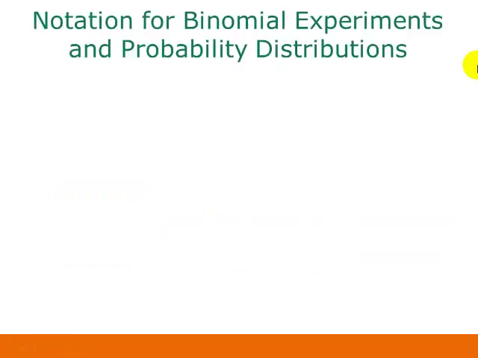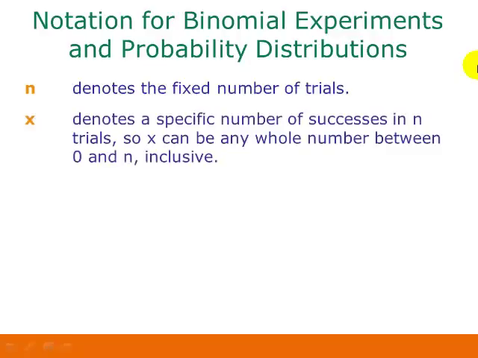When we're talking about binomial experiments and binomial probability distributions, we have some specific notation. So n denotes the fixed number of trials. This is just like us using n for a sample size. X is going to be our random variable, and for a binomial experiment or probability distribution, the x is going to denote how many successes we had in our n trials. And what this means is that the possible values for x can be any whole number between 0 and the total number of trials we had.